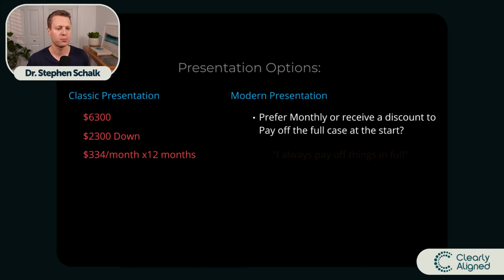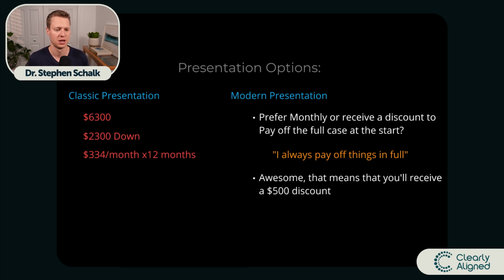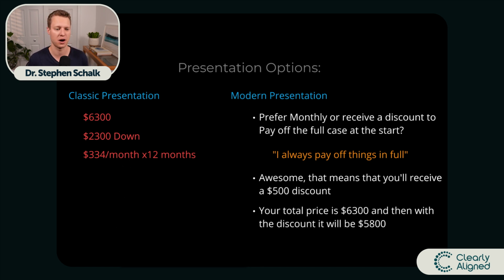So how we would present things differently is, in his situation here, we ask him, do you prefer to have a monthly payment, or do you prefer to pay things off in full and receive a discount? And his answer right off the bat is just, well, I always pay things off in full. I don't like owing anybody money. Okay, awesome. Well, the price then is $6,300. And if you pay in full, you're going to get a discount of $500. That's kind of how we presented in our office.